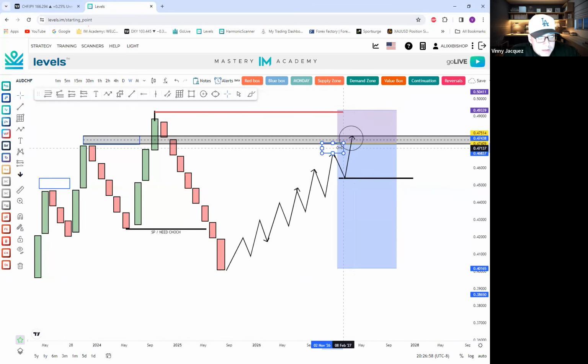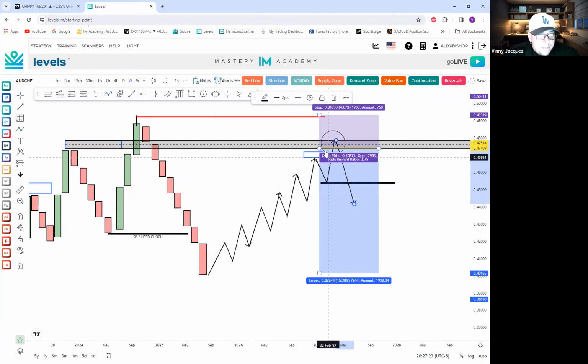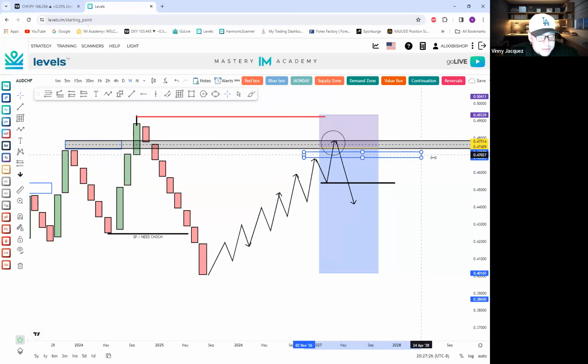Again, the blue box goes for a continuation first and then reversal after. So if we're looking for this big zone to give us a sell, guys, this buy area is going to have to get clapped. Some of these zones have to take a loss. So as market breaks through and gives us that change of character, now we have confirmation.